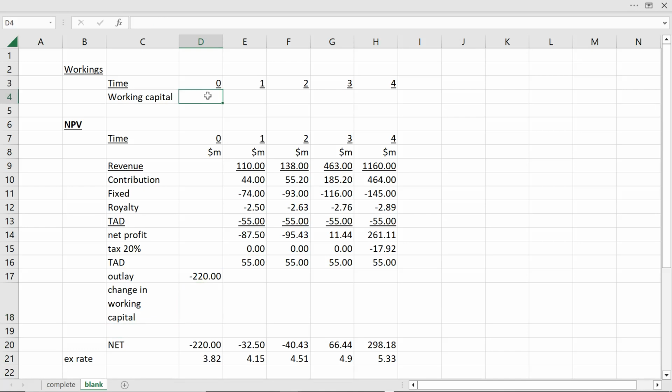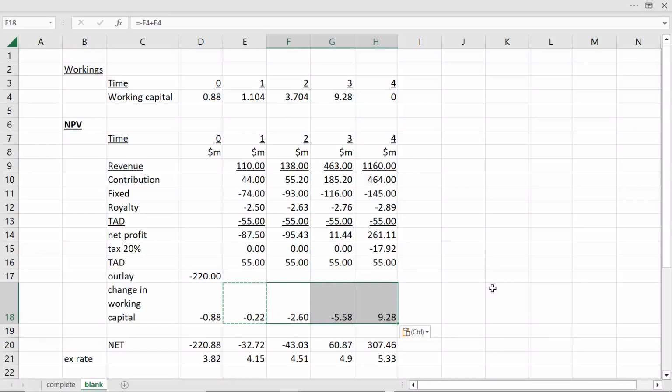And the change in working capital, well, I need to do a working for working capital, which I'm told in this question is 2% of the contribution. So it starts off at 0.88 million. Copy that across. And it's the change in working capital that's the relevant cash flow. So working capital goes up by 0.88, and then it goes up to 1.104 from 0.88, and I copy that across, and I've got my working capital movements. So those are my cash flows in the foreign currency.